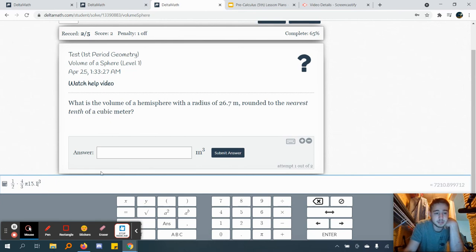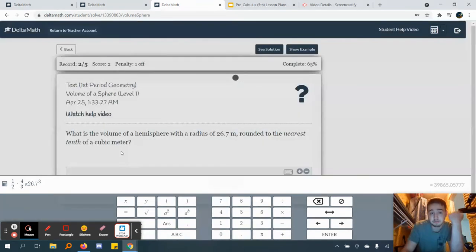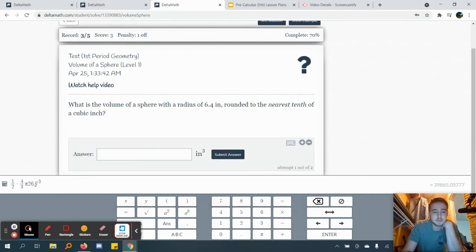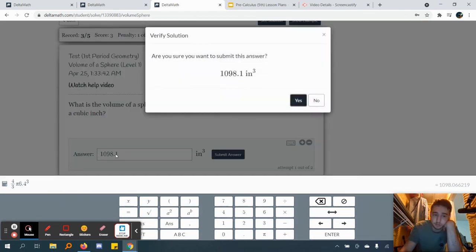Same deal for this one, except we're dealing with radius, so 26.7 is where we're going. Round it. This one doesn't worry about hemisphere. We're just dealing with spheres here. So we're not going to worry about that 1/2 part. Radius is 6.4, so we don't have to cut that in half either. It's not diameter, so 1098.06 rounds to 1.